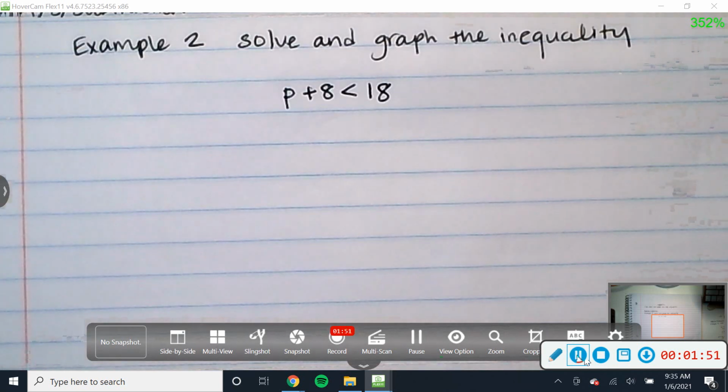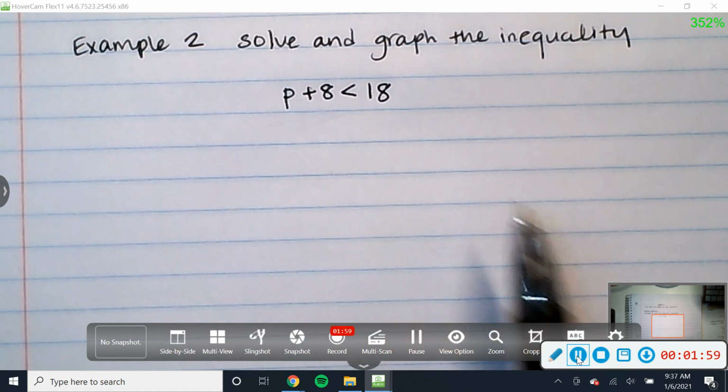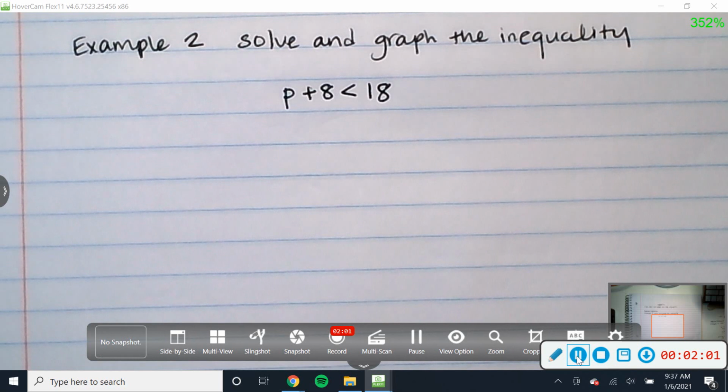Alright, here is our second problem. I want you to pause the video and try to solve this on your own first. When you're done solving, graph the inequality on a number line. And then when you're done, you can resume the video and watch the answer.